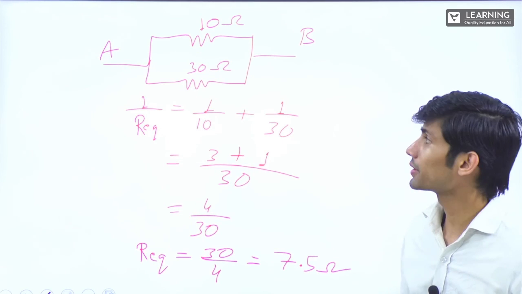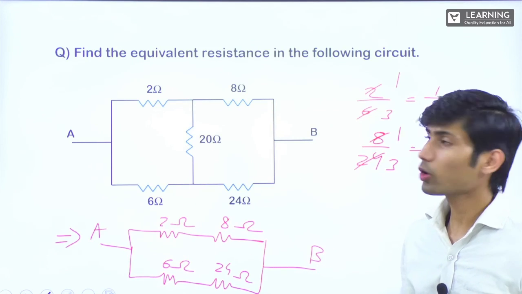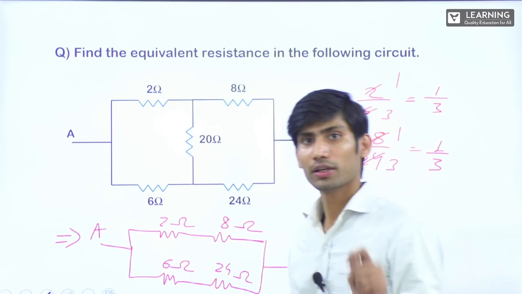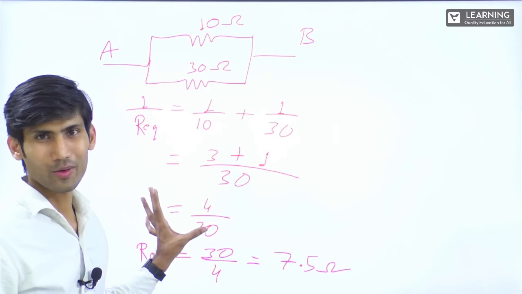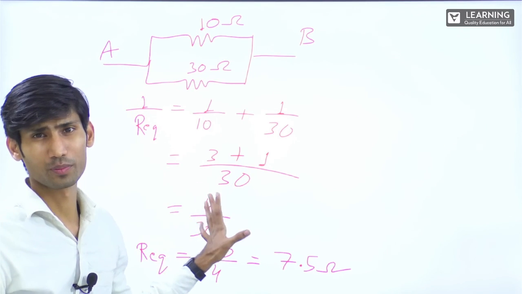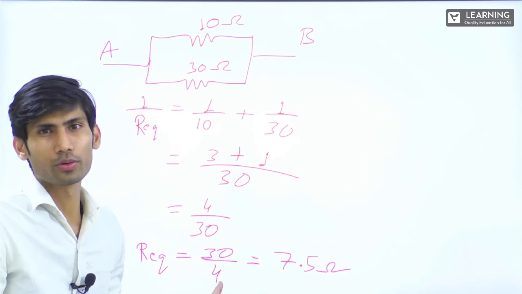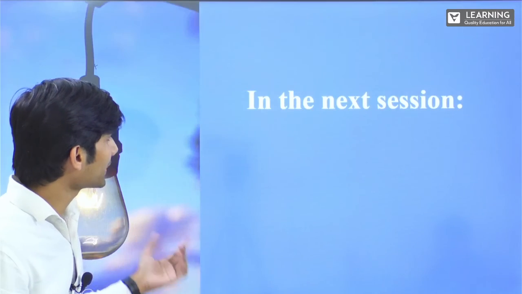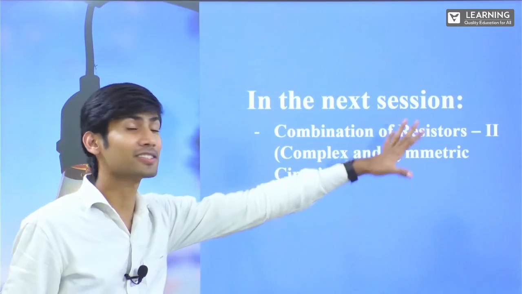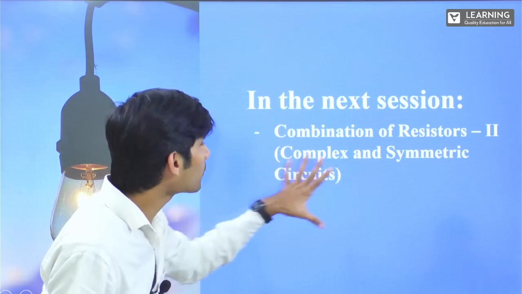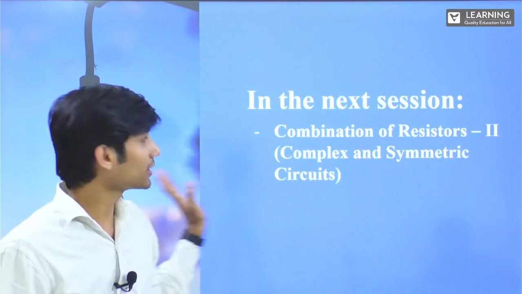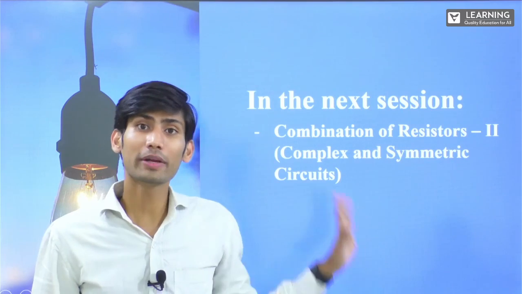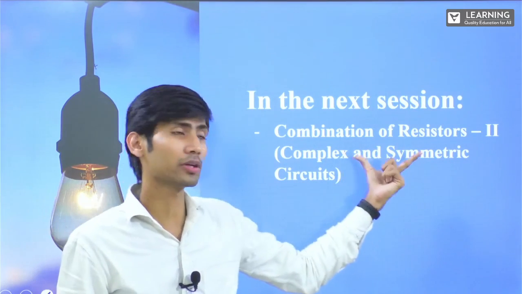Clear? Easy question. So from now on, whenever you see any question, try to recognize the kind of circuit it is. Okay? I hope you understood Wheatstone. That was the only new thing we studied today. In the next session, we will be seeing combination of resistors part 2, where a lot more complex and symmetric circuits will be there. Very interesting it will be. Just revise these basics. Your basics should be strong for going into this particular session.